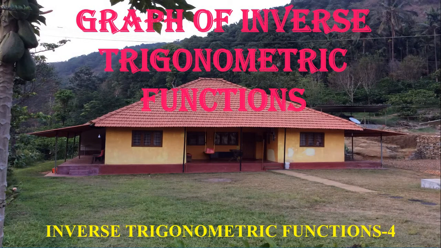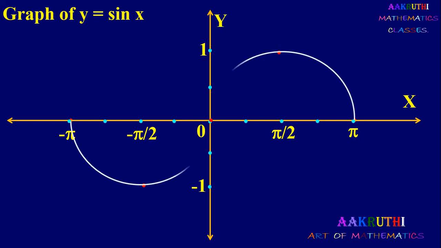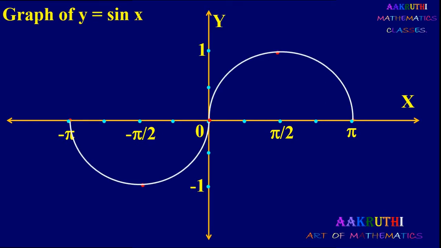So next we draw graph of inverse trigonometric functions. Now before drawing graph of inverse trigonometric function, we draw graph of y equal to sin x. Now here x is angle and y is value. So therefore in x axis we take angles and in y axis we take values. We know that sin 0 is 0, sin 90 is 1 and sin 180 is 0. And sin of minus 90 is minus 1 and sin of minus 180 is 0. Now we join all these points, then we get graph like this. So it is graph of y equal to sin x.